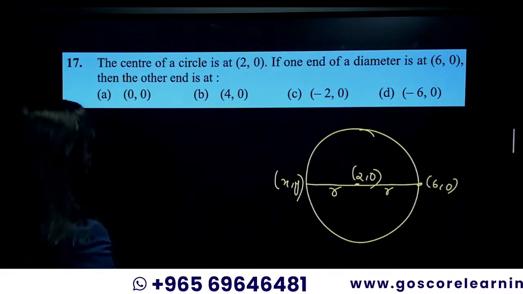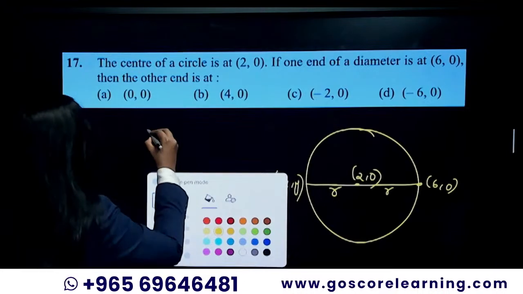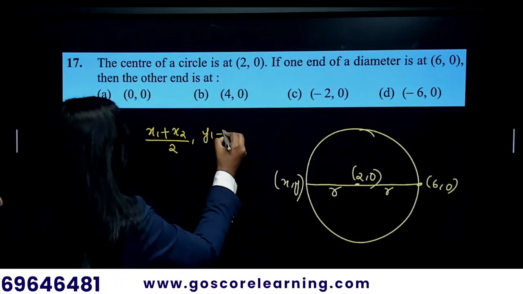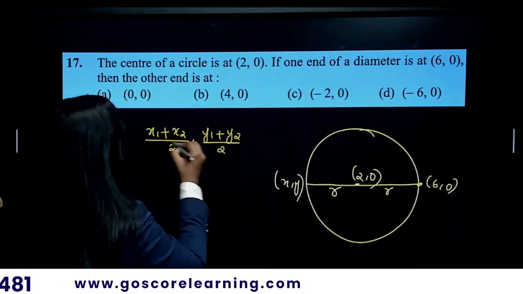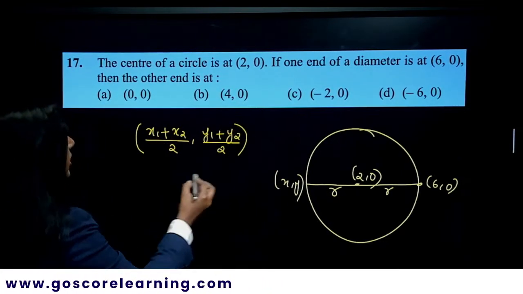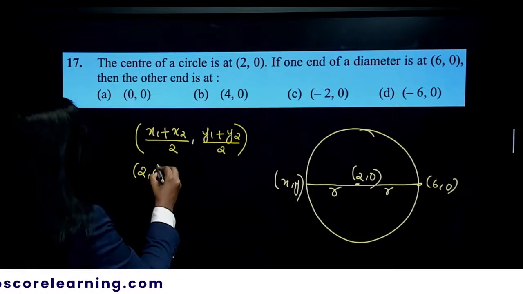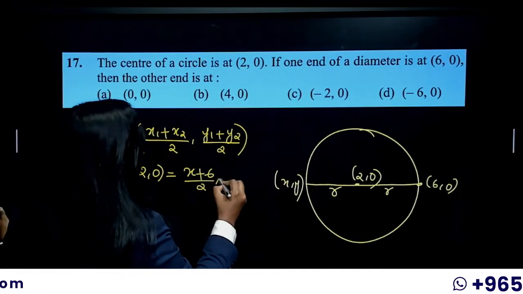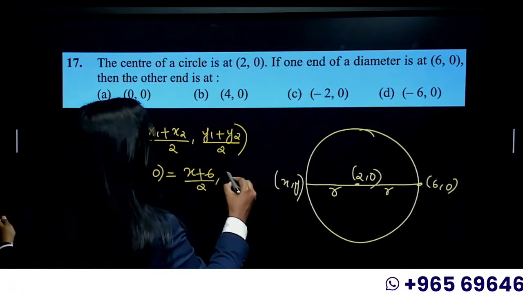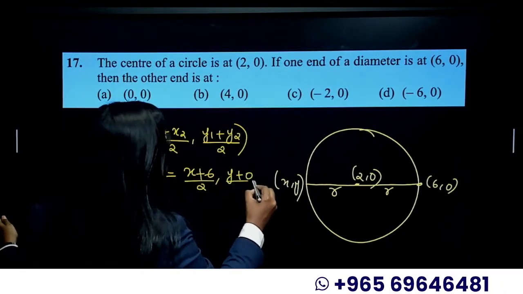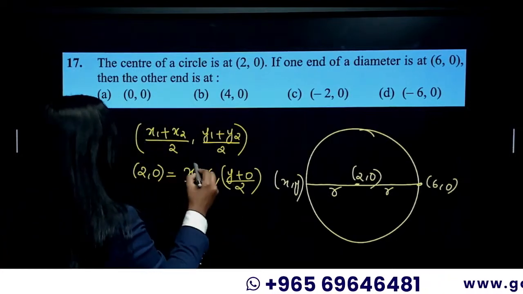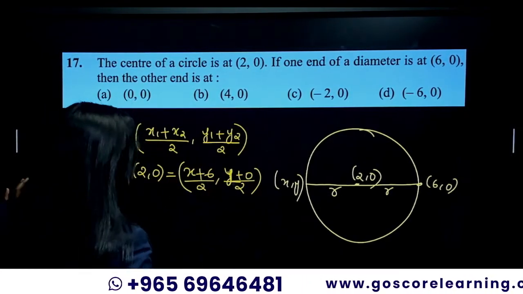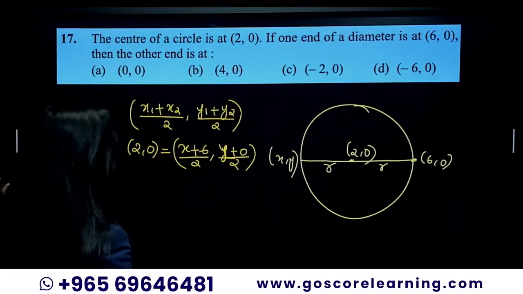By the midpoint formula, the midpoint is (x1 plus x2) by 2 and (y1 plus y2) by 2, right? So here the midpoint is 2, 0. So 2, 0 is equal to (x plus 6) by 2 and (y plus 0) by 2. Let us equate the x coordinates and y coordinates separately.